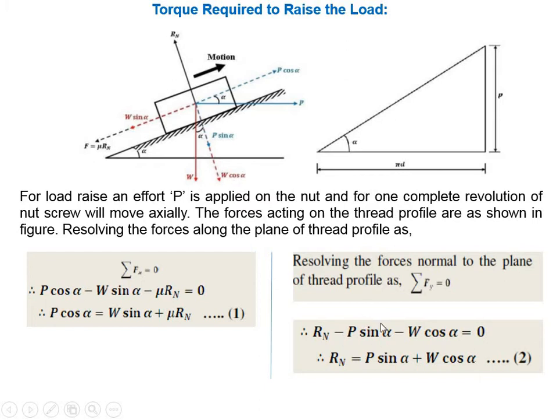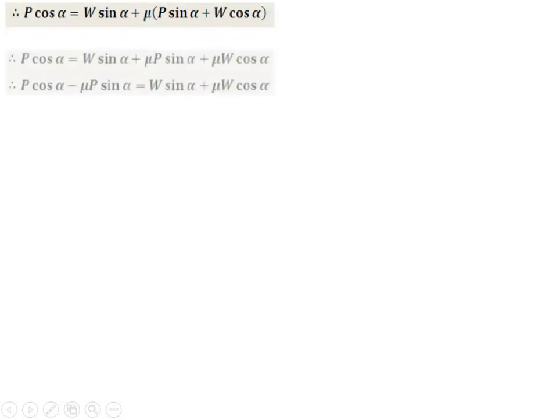And W cos alpha, again it is going in negative direction, that's why it is minus W cos alpha. So Rn is equal to what? P sin alpha plus W cos alpha, that is equation number 2. Now substitute equation number 2 in equation number 1, means we will put the Rn value in that equation. Now we will see what equation takes place.